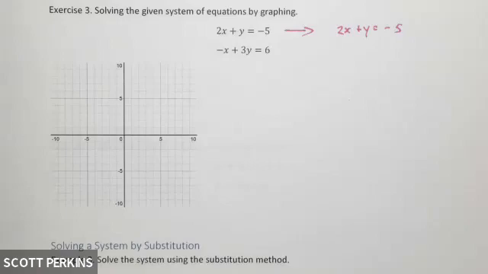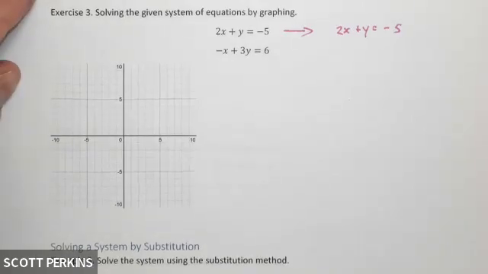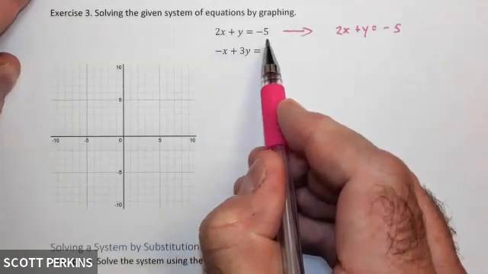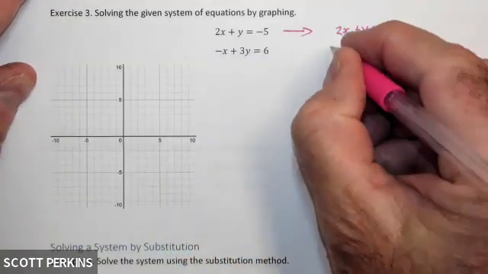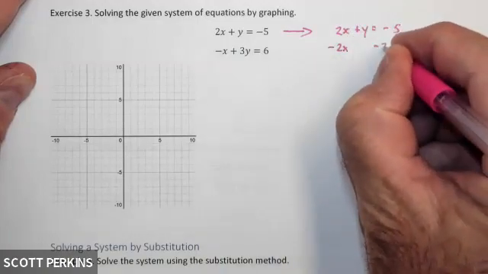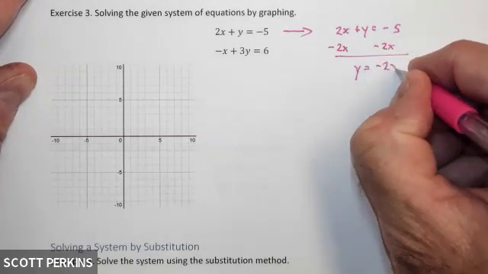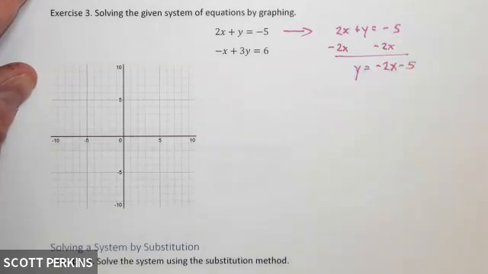All right, so I'm going to get started. If you're still working, keep working. There's no reason not to. So the first equation is 2x plus y equals -5. I'm going to solve that for y just by subtracting that 2x from both sides, and I get y is equal to negative 2x minus 5.